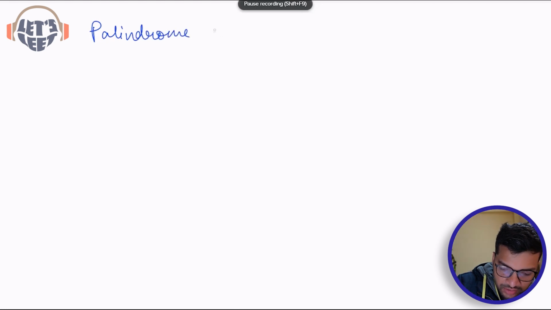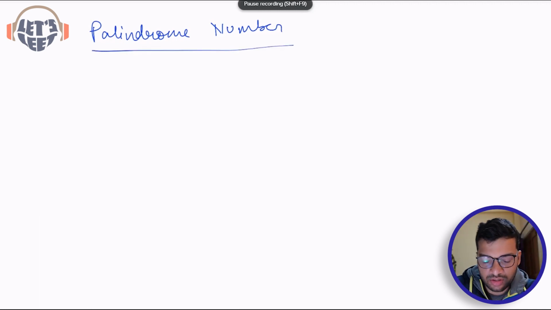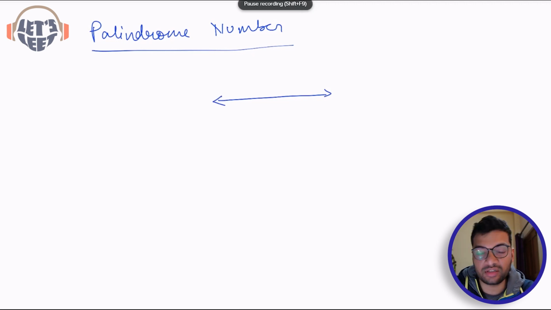So first of all, what is a palindrome? A palindrome number, or a palindrome, is nothing but a set of characters or a string which is the same whether it is viewed from top to bottom or bottom to top. What I mean by that is, let's say I say a number 121, is it a palindrome or not? Yes, it is, because if I reverse this number, it is still 121.